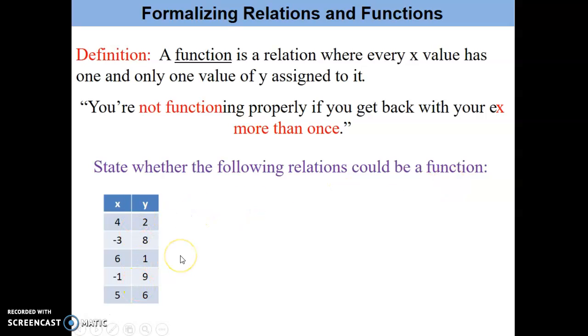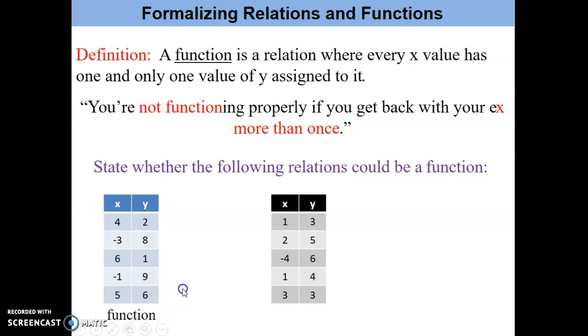So here's our first table. It's a relation because it's a set of ordered pairs. So we need to know, is it a function? Are any of the x's repeating? We don't need to look at the y values, just the x's here. And so 4, -3, 6, -1, and 5. None of those were repeating, and so this would be a function.